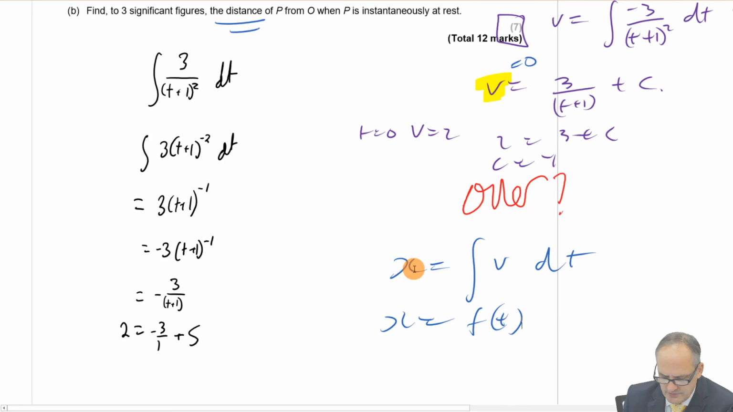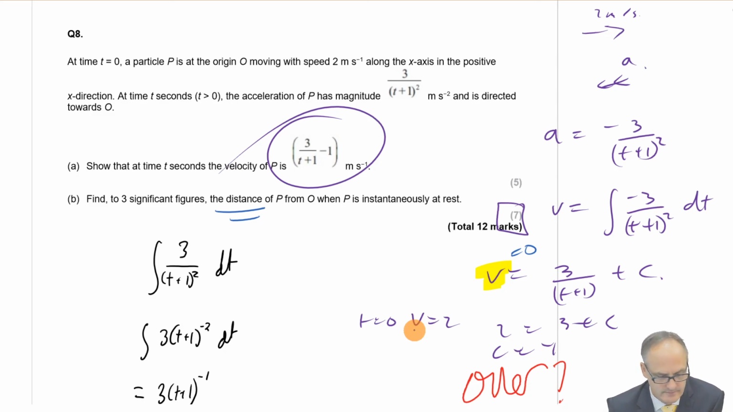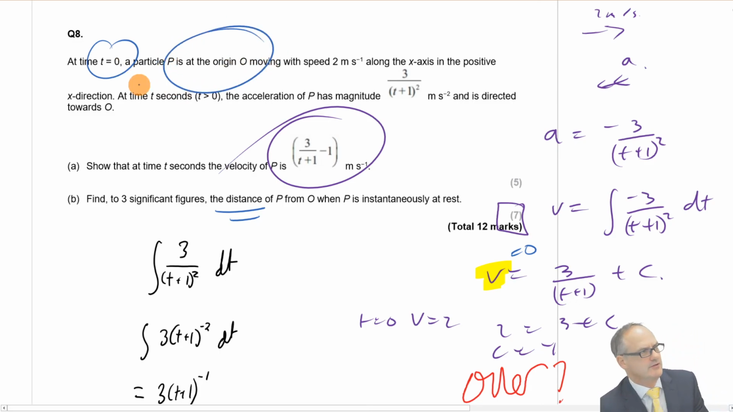Now, how would you find your plus c for this question? We found the plus c previously using t equals 0 and v equals 2. What are our conditions for the plus c for displacement, looking at the question? Yes, at t equals 0 the particle is at the origin, so x equals 0 when t equals 0.